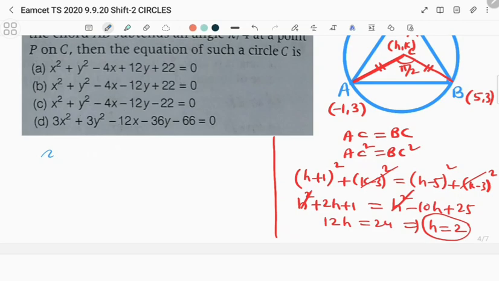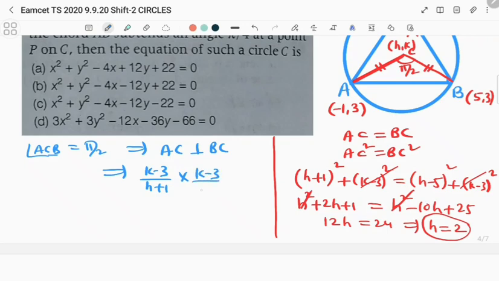Triangle ABC is right angled now. Angle ACB is equal to 90 degrees, pi by 2. So AC is perpendicular to BC. So slope of AC, (k minus 3) by (h minus of minus 1), into (k minus 3) by (h minus 5) is equal to minus 1. Product of two slopes equal to minus 1. If you simplify this, (k minus 3) whole square is equal to minus 1 into (h plus 1) into (h minus 5), that is h square minus 5h plus h, so minus 4h minus 5.